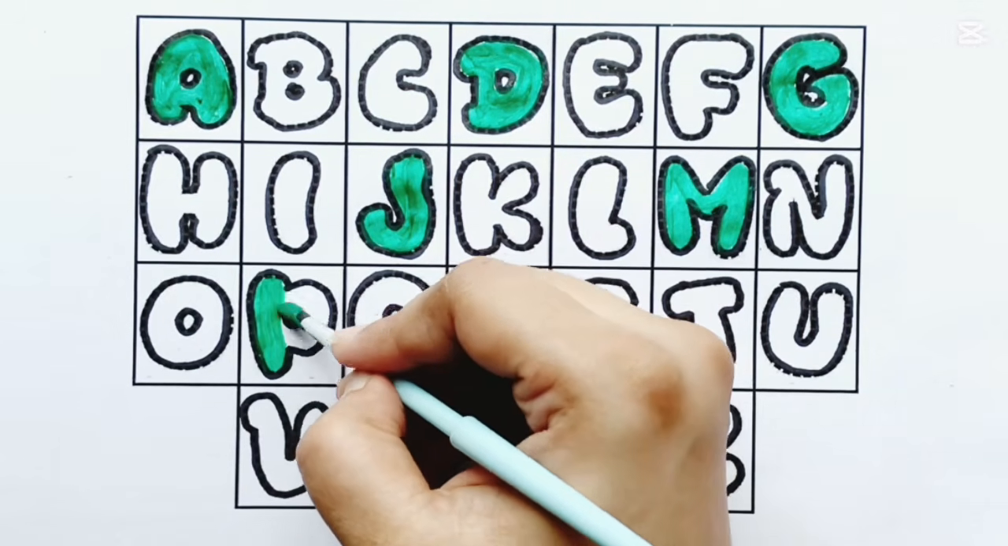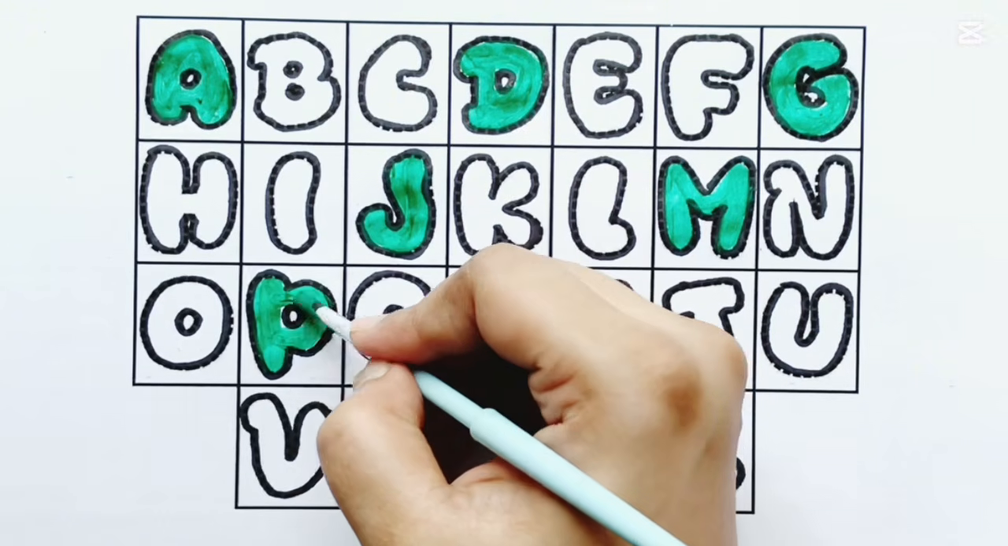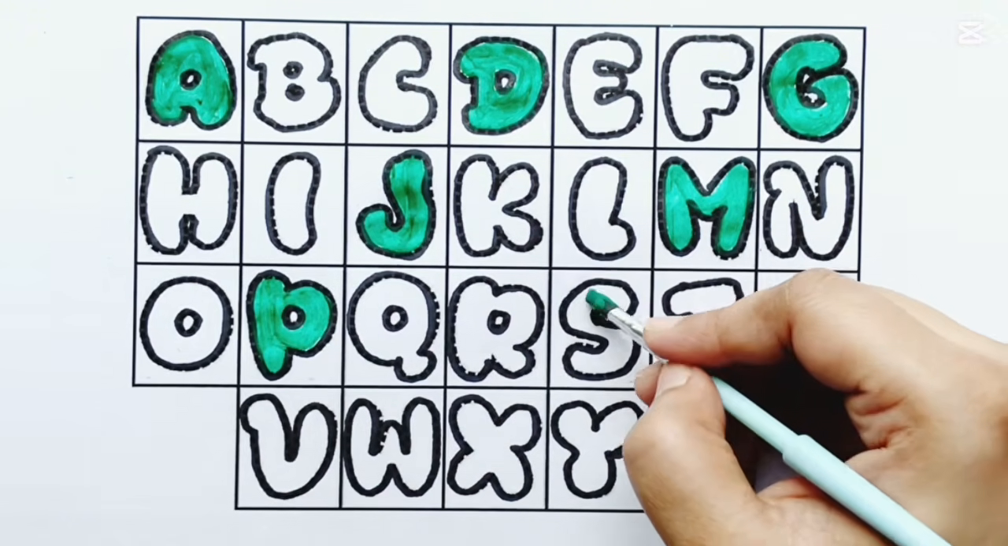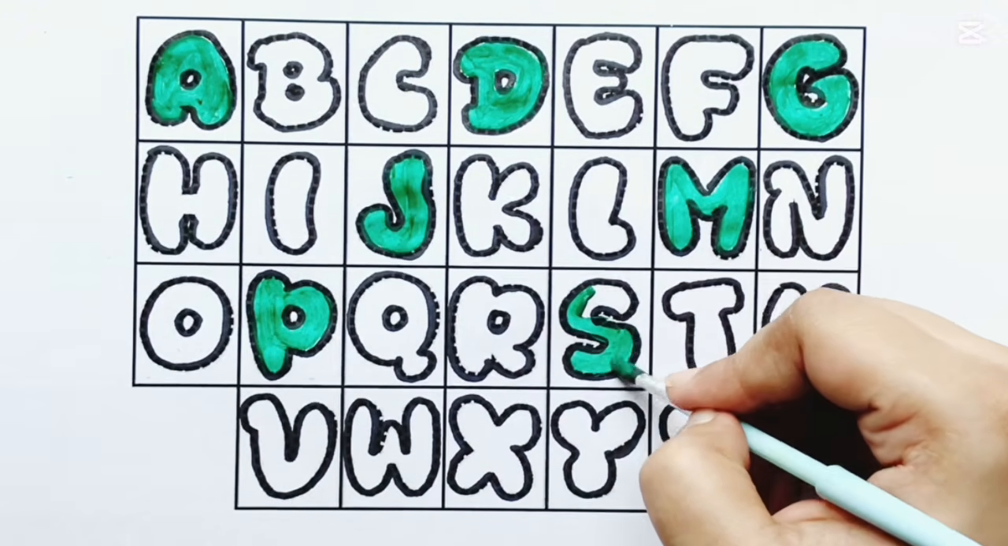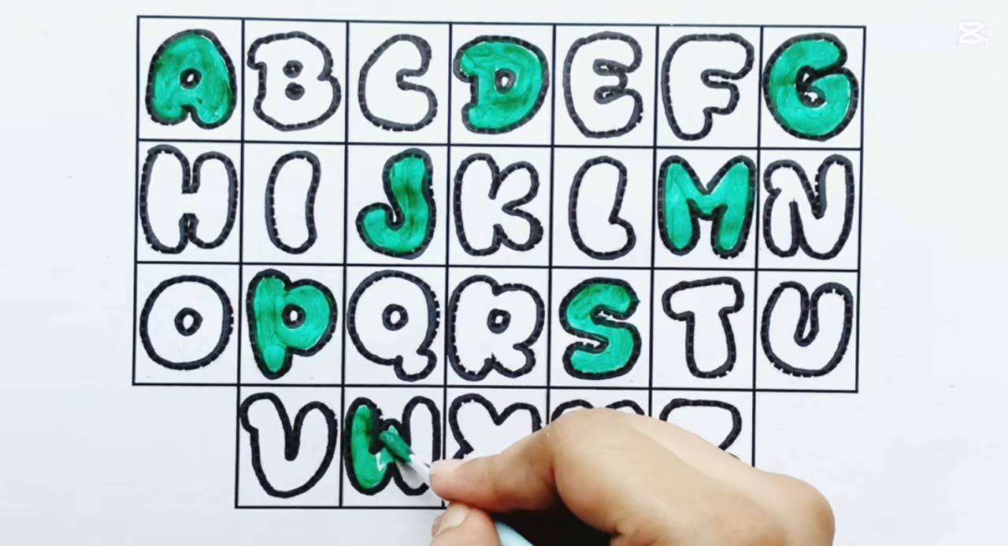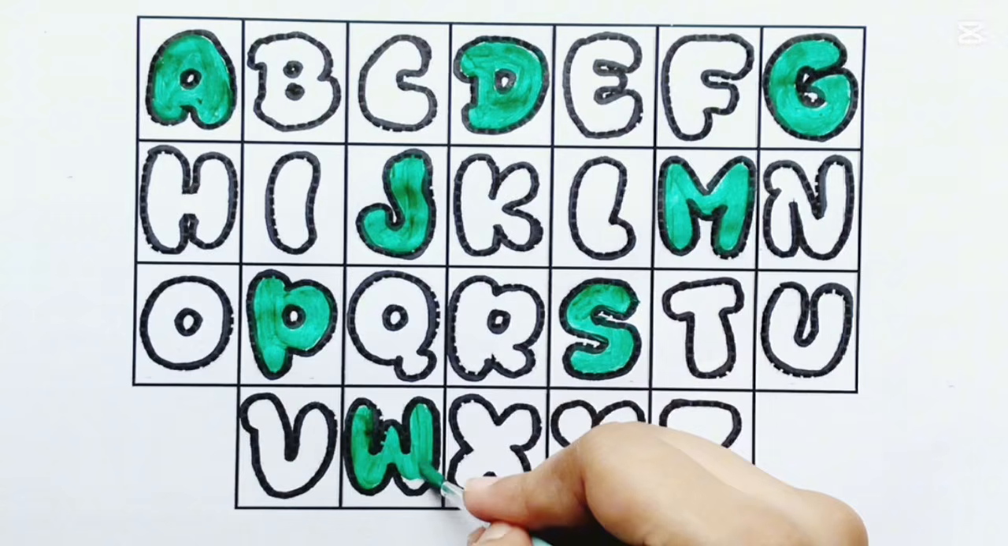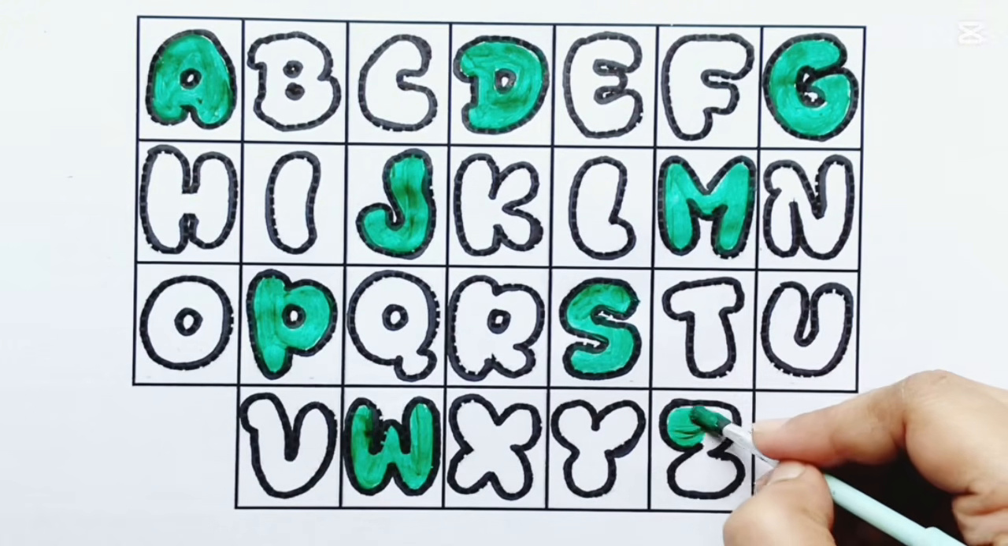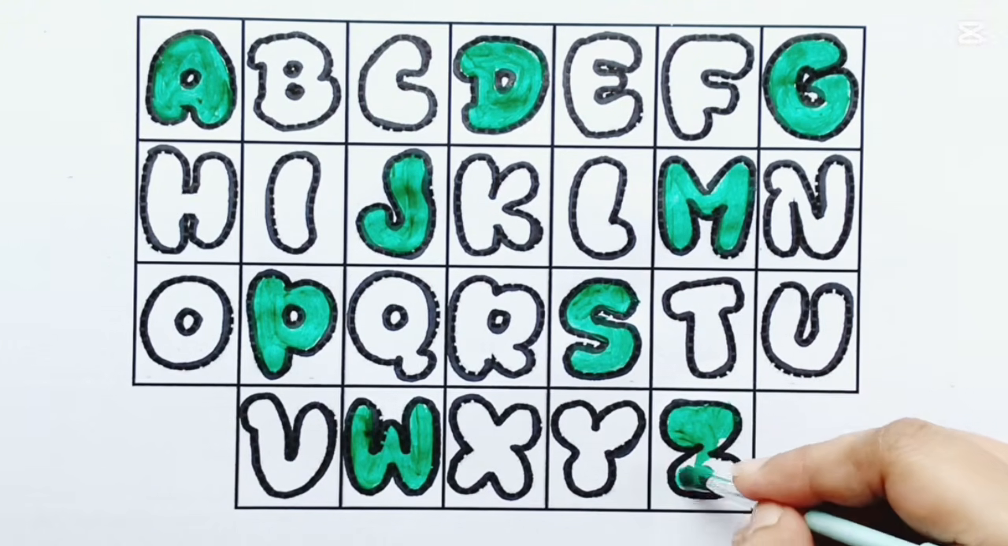P for pig. S for snail. W for watch. Next letter is Z. Z for zebra.